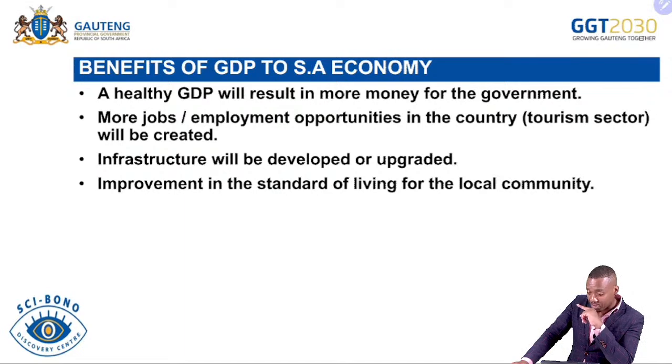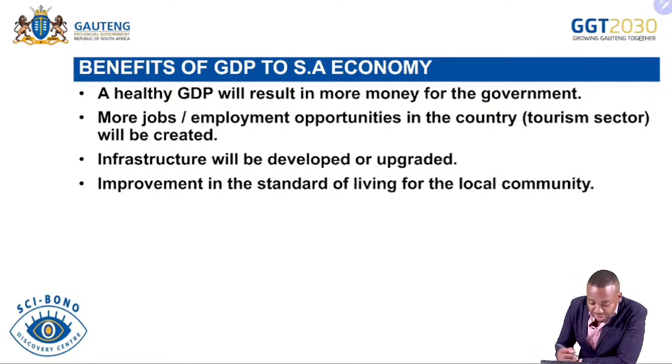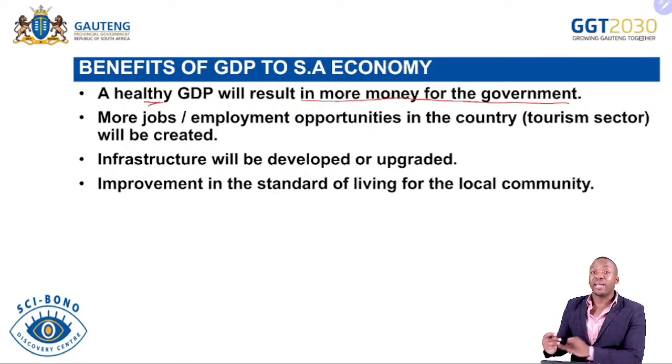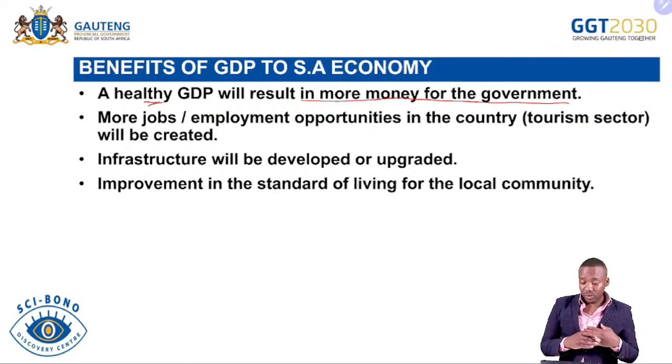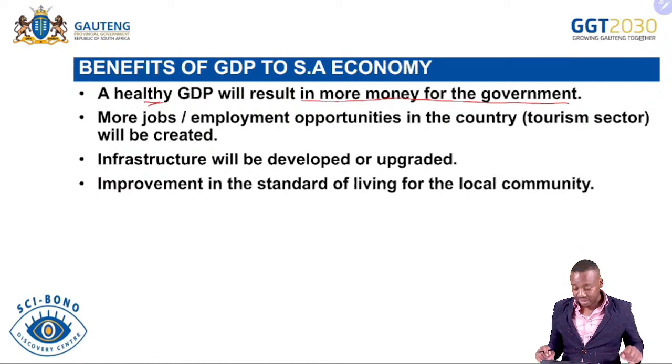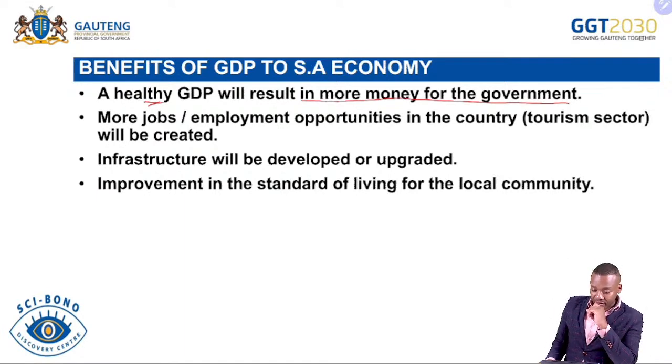The country's economy. So we are saying a healthy GDP will result in more money for who? For the government. So the government will have money to what? To pay rates. The government will have money to pay salaries of all the government employees. The government will have money to create more schools. The government will have more money to create what? More tourism attractions. The government will have less debts and so on. So a healthy GDP figure results in what? In more money for the government.